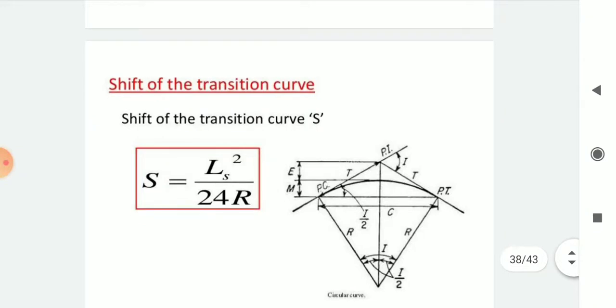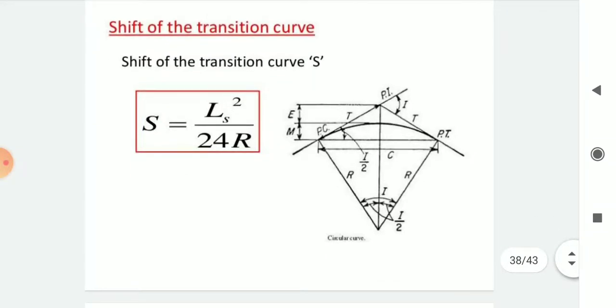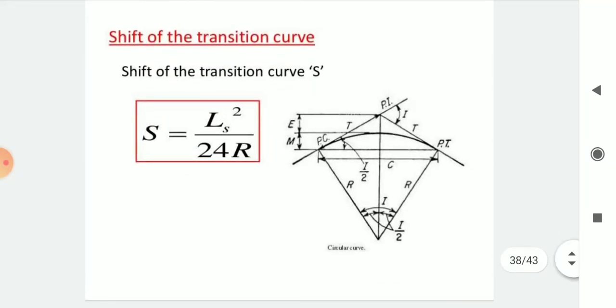Okay. Then what is the shift of the transition curve? The shift of the transition curve S is equal to LS square upon 24R. You can see in the graph that different radii of the circular curve are shown, and the shift of the transition curve has been shown by the formula.